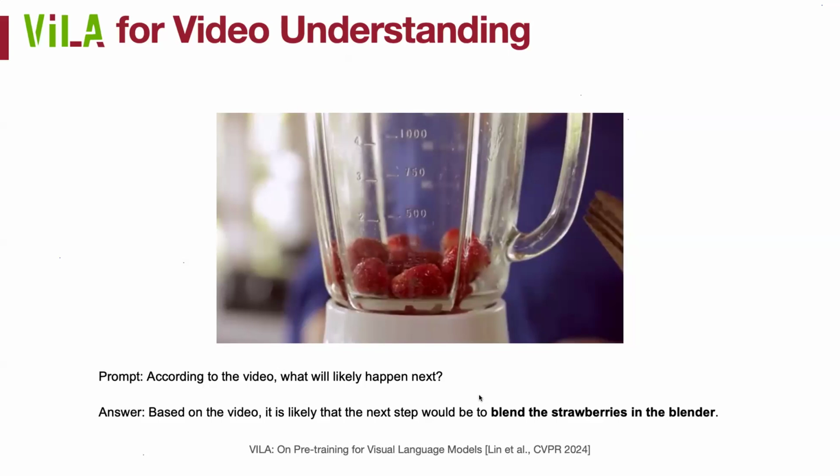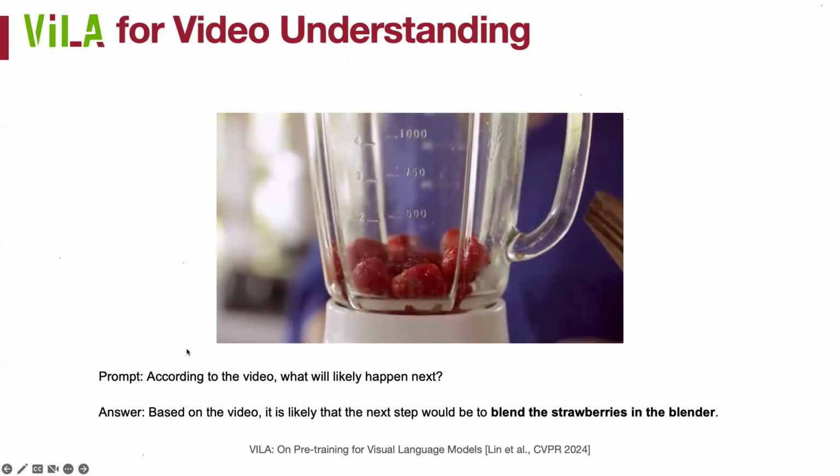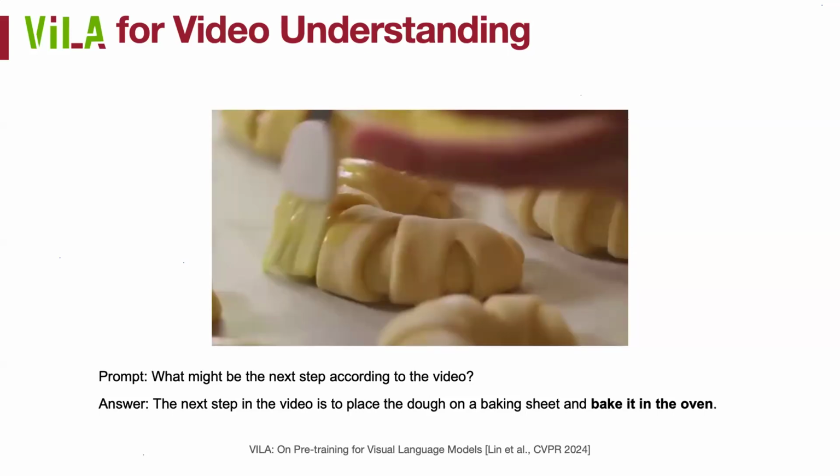Okay, the video here shows, according to this video, what will happen next? It requires some kind of inferring capability, and what the model says is, based on the video, it is very likely the next step is to blend the strawberry in the blender. Similarly, we asked the model what might be the next steps according to this video, and the model says the next step is very likely you'll place the dough on the baking sheet and bake it in the oven.